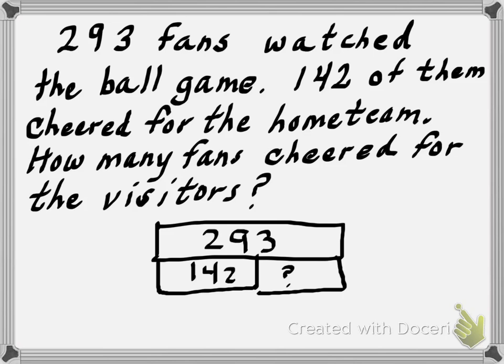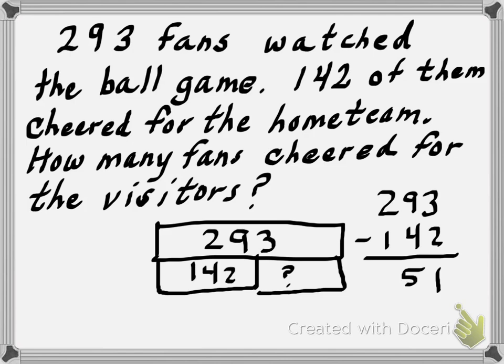Now remember, we're looking for a missing part. And the operation we use when looking for a missing part is subtraction. So we take the whole and subtract the part we know, which are the home team fans, and the rest of those must be the visitors. I have the larger number on top in the ones place, so 3 minus 2 is 1. 9 minus 4 is 5. And 2 minus 1 is 1. There were 151 fans cheering for the visitors. Let's go on.